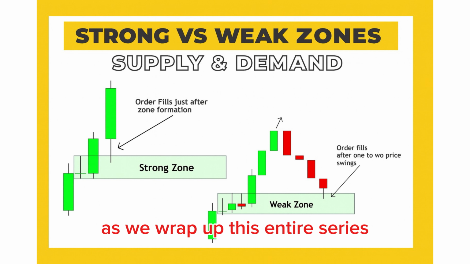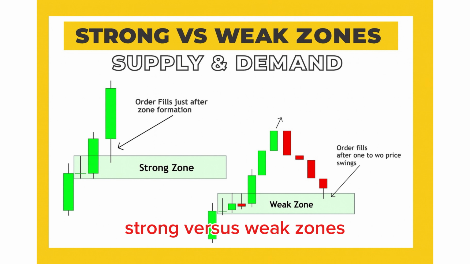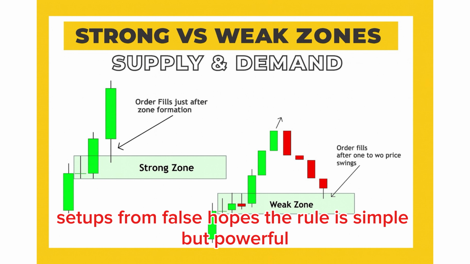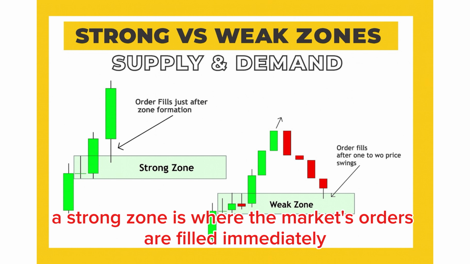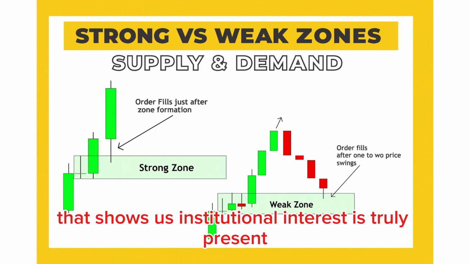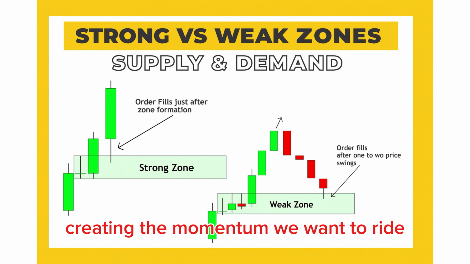As we wrap up this entire series, let's burn this final crucial slide into our trading psychology. Strong versus weak zones. This is the ultimate filter that separates high-probability setups from false hopes. The rule is simple but powerful. A strong zone is where the market's orders are filled immediately. Price enters the demand or supply zone and reverses on the first touch. This is the fast reaction that shows us institutional interest is truly present. They see the value and they pounce, creating the momentum we want to ride.